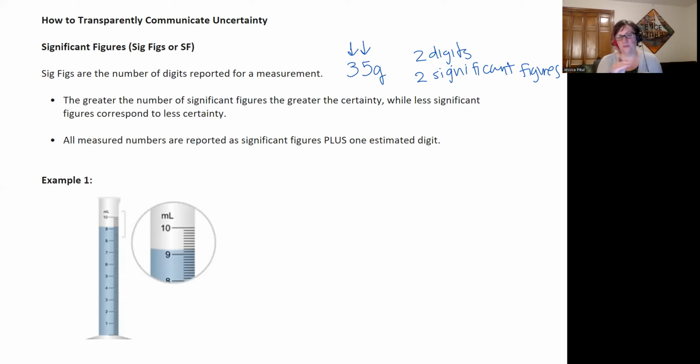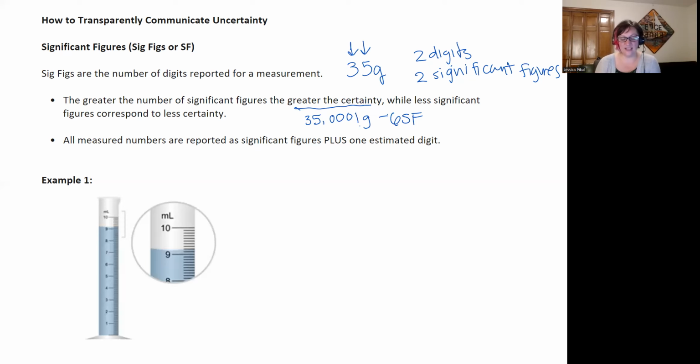So the fewer significant figures I have, the less certain I am, and the more significant figures I have, the more certain I am. Something with greater certainty than 35 grams would be 35.0001 grams. This has more significant figures: 1, 2, 3, 4, 5, 6. So this has 6 sig figs. This is using a device that measures mass all the way out to the 0.0001 gram. That's really impressive.